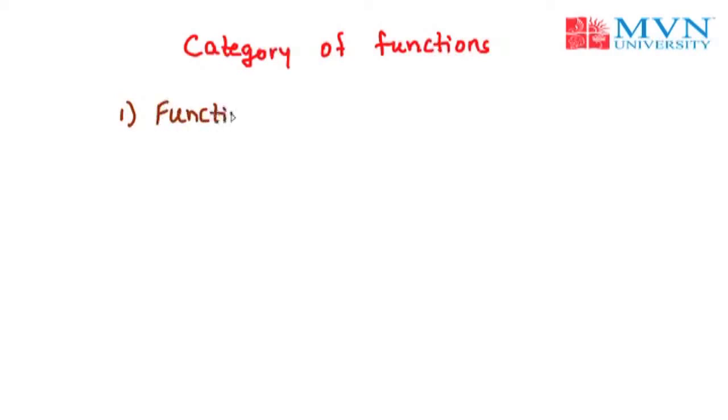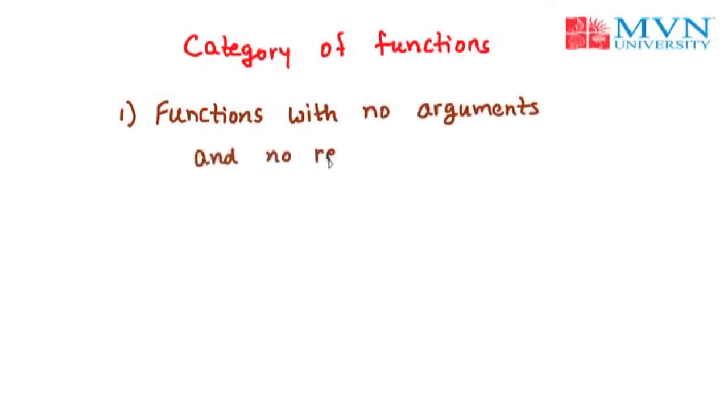Now let's discuss the categories of functions. A function, depending on whether arguments are present or not and whether a value is returned or not, may belong to one of the following categories. The first category is functions with no argument and no return values. Example is void sum void.